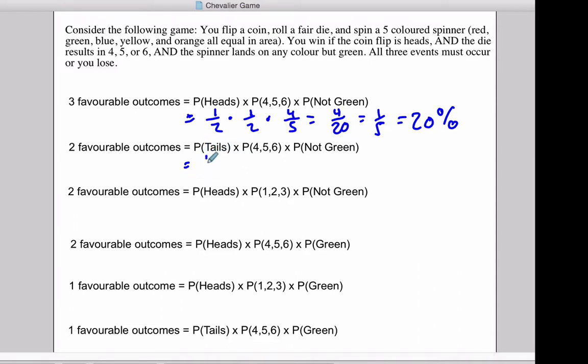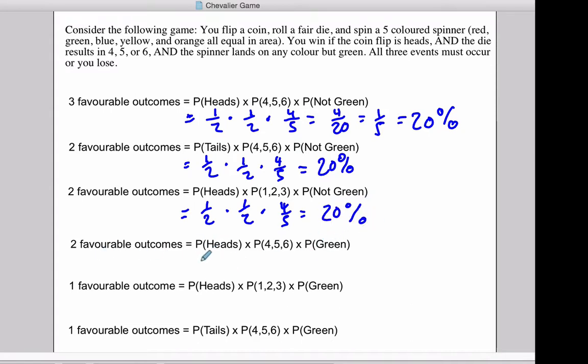So the probability of tails is the same as the probability of heads, which is 1/2. The probability of a 4, 5, or 6 is, again, 1/2, times the probability of not being green, which is 4/5. So again, this is going to be 20%. But we could also have 2 favorable outcomes where we get the heads, but we don't get 4, 5, or 6, and we get any color but green. So the probability of heads is 1/2 times the probability of 1, 2, or 3, which is 1/2, times the probability of it not being green, which is, again, 4/5. So this is 20%.